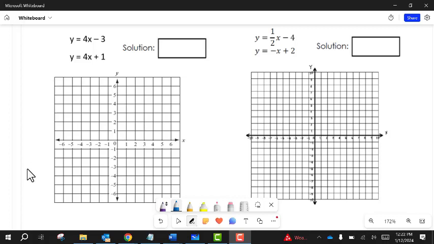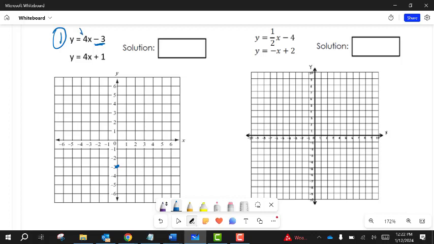Moving on, we are going to get into graphing systems of equations. In our first example, we have y = 4x - 3 and y = 4x + 1. We're going to graph the first equation, which is in slope-intercept form. I'm going to start at my y-intercept of -3, so go down to -3 and put a point.